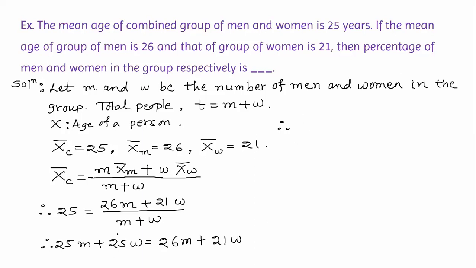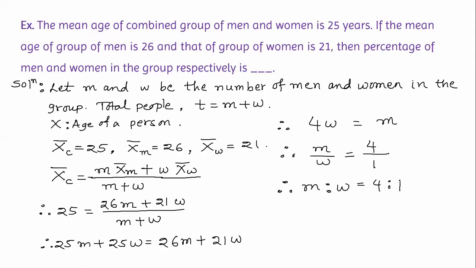So try to understand: 25M at the left hand side and 26M at the right hand side. So I can say that 1M is at the right hand side, 25W at the left hand side, 21W at the right hand side. So 4 times W, and therefore M is to W is equal to 4 is to 1. M is equal to 4W. And thus, therefore, the ratio of men to women is equal to 4:1.